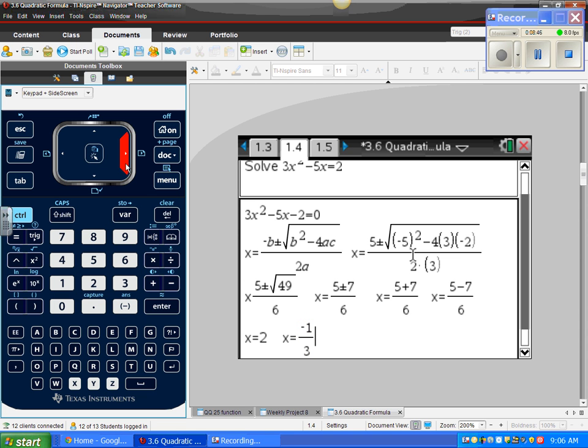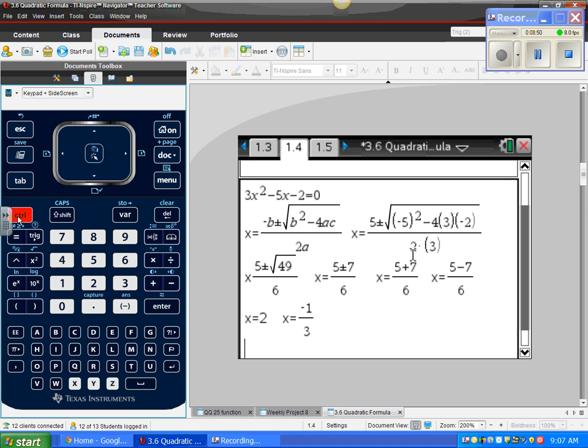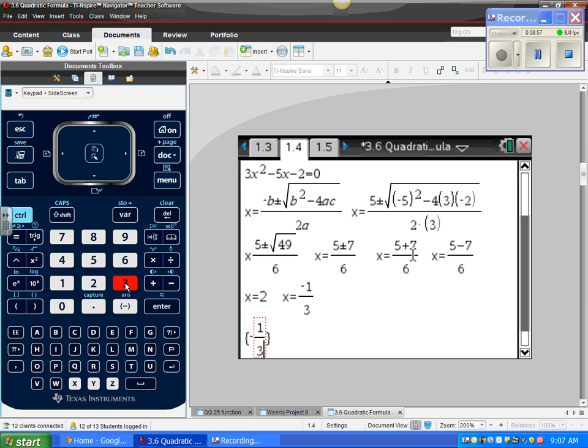Okay, we get -2 over 6, which reduces to -1 over 3. And since it's a solution set, we do want to use curly brackets. So -1/3 and 2. Okay, so it's not hard, it's just long. And you have to know the formula.